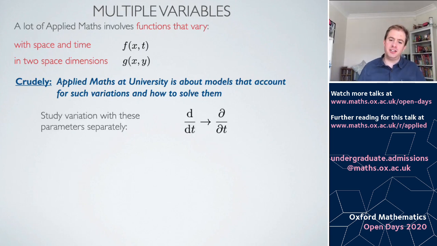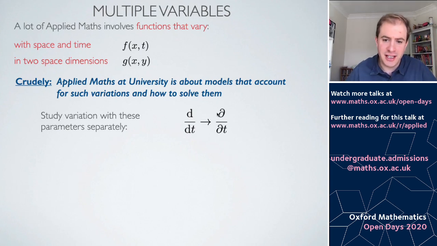Now, one of the key issues that you deal with very early on in your university mathematics course is how we talk about changes of these functions with respect to the different variables. And while at school you might have seen the d by dt to denote the derivative with respect to a single variable t, when we think about multiple variables we have to use a different notation. That's this curly d by dt.